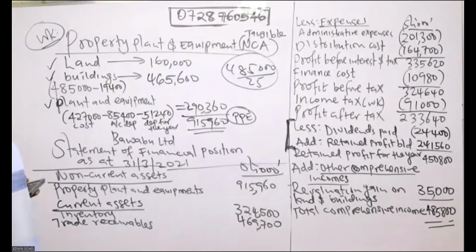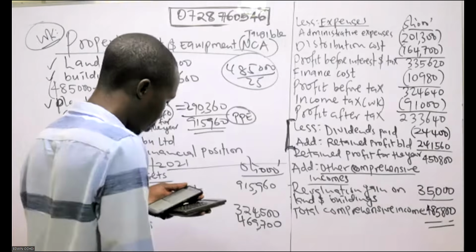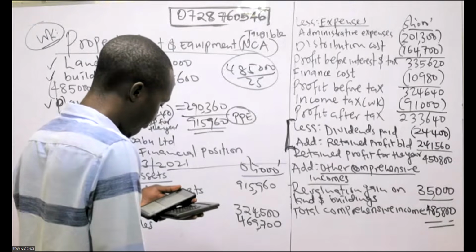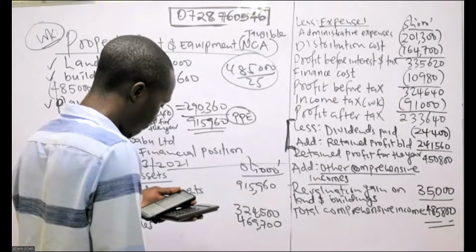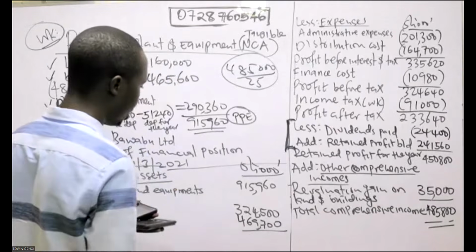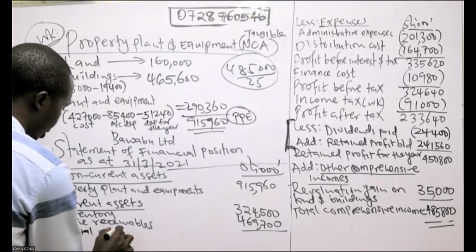After trade receivables, is there any bank balance, cash in hand? No, so meaning we have only this. That is total assets.